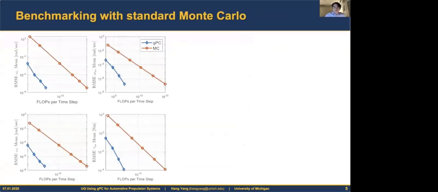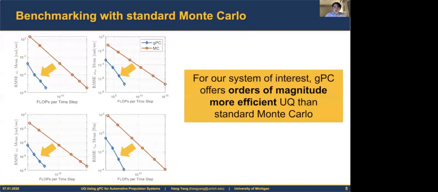In the plot on the left, the horizontal axis is the computational complexity measured in floating point operations per time step, and the vertical axis is the root mean square error of the estimated mean values for each of the 4 states. The GPC curves reside significantly lower on the plot compared to Monte Carlo, indicating that for our system, GPC is at least 2 orders of magnitude more efficient.